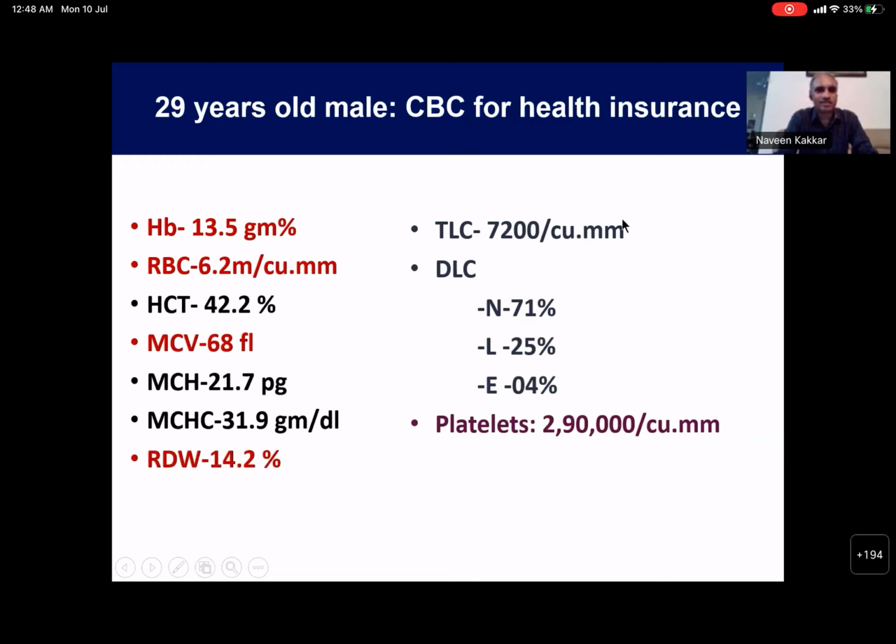It's classical thal trait indices, and you will find this more in males, because in females, your menstrual losses, pregnancy, lactation, nutritional issues, they may be more anemic. So when they have thal trait, they develop some sort of mild anemia, but males generally remain either borderline or even normal hemoglobins. So this is the classical thal trait picture.